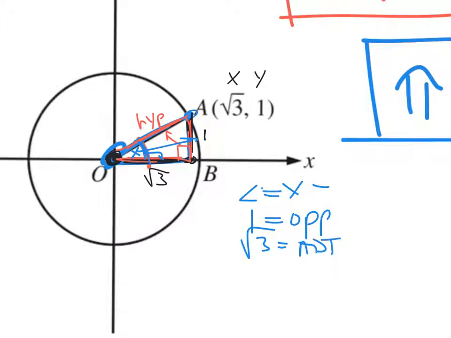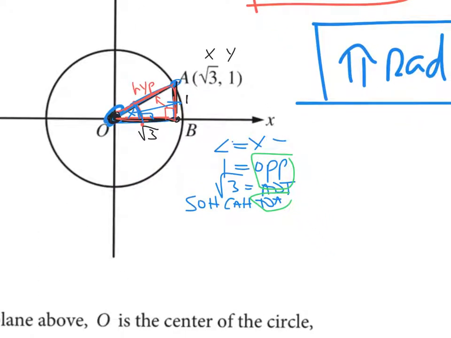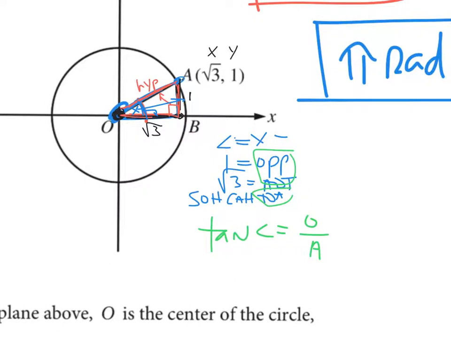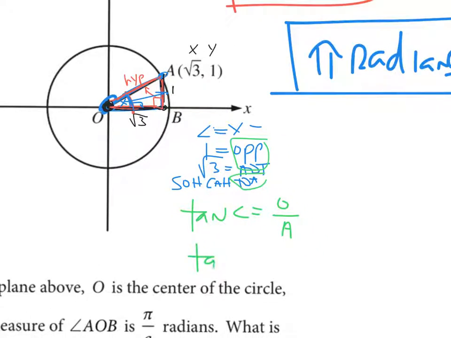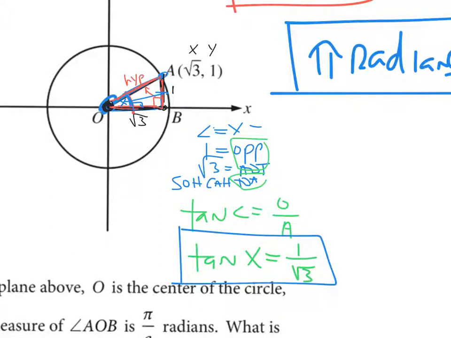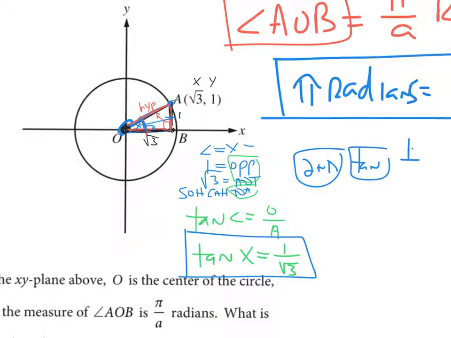So here, if I use SOHCAHTOA, because I formed a right triangle, they're giving you opposite and adjacent, so this is going to be a tangent question. I know the tangent of an angle equals opposite over adjacent, so the tangent of x equals opposite, which is 1, over adjacent, which is radical 3. So what I'm going to do on my calculator is take the inverse tangent.